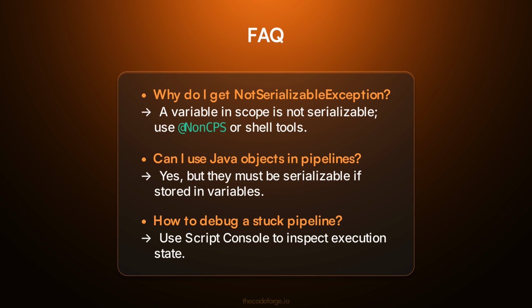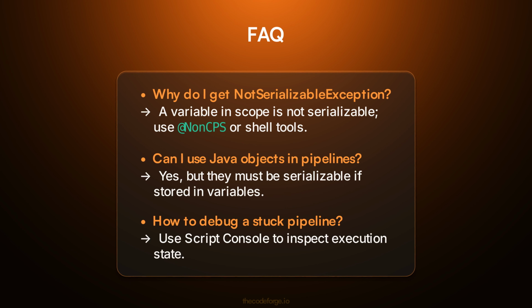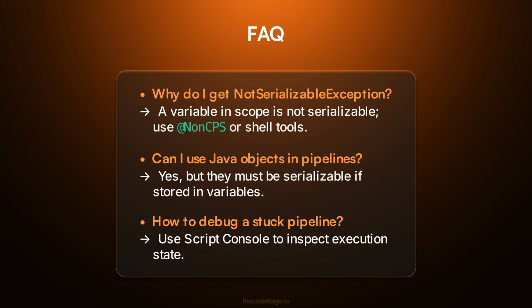And a few frequently asked questions. Why do I get NotSerializableException? A variable in scope is not serializable, use @NonCPS or shell tools. Can I use Java objects in pipelines? Yes, but they must be serializable if stored in variables. How to debug a stuck pipeline? Use the script console to inspect execution state.